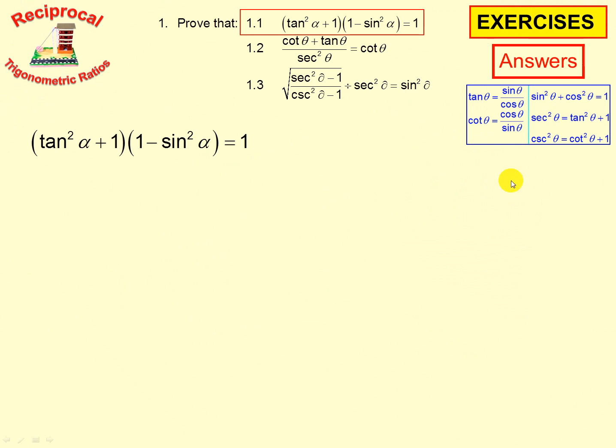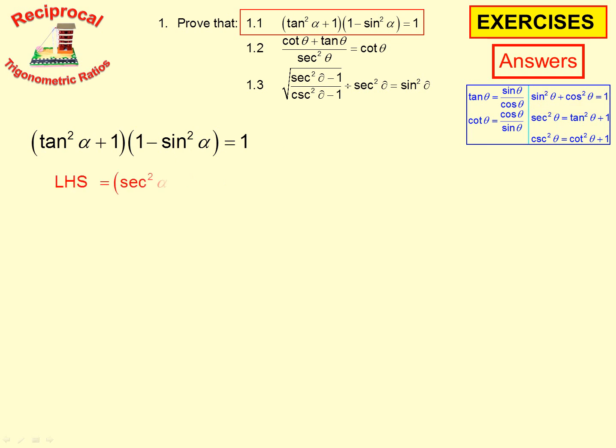Now with this one, there are a couple of ways you could do it. You could change to sine squared over cos squared and multiply out, or you could multiply out and then change to sine squared over cos squared using the left hand side. But if you're observant, you will notice that we have tan squared alpha plus 1. We'll have a look. Tan squared theta plus 1 is sec squared theta. And 1 minus sine squared alpha, you must be used to that. That comes directly. It's a spin-off of sine squared plus cos squared equals 1.